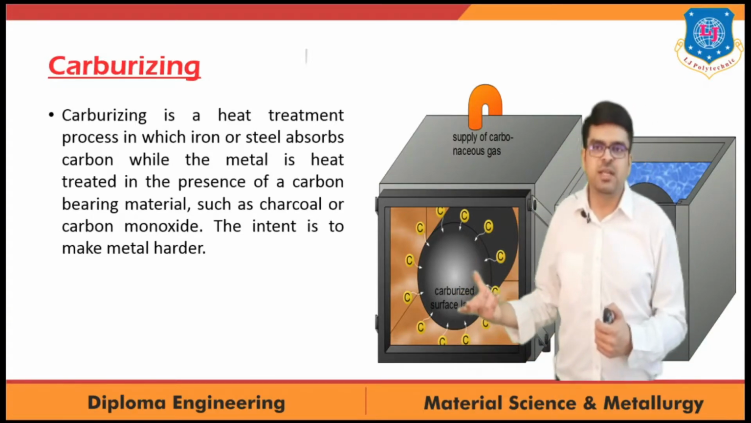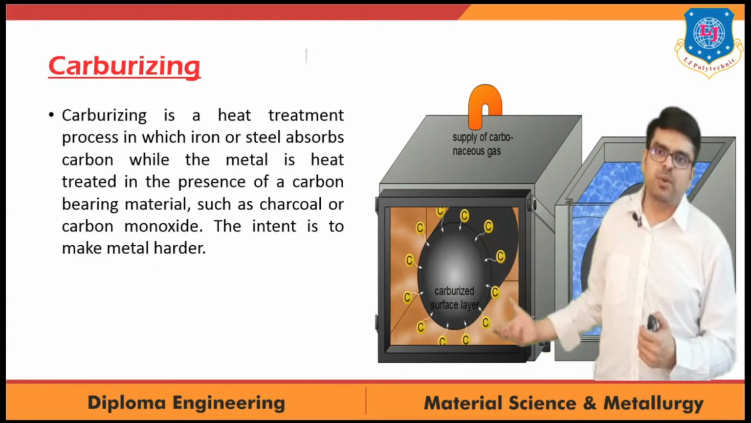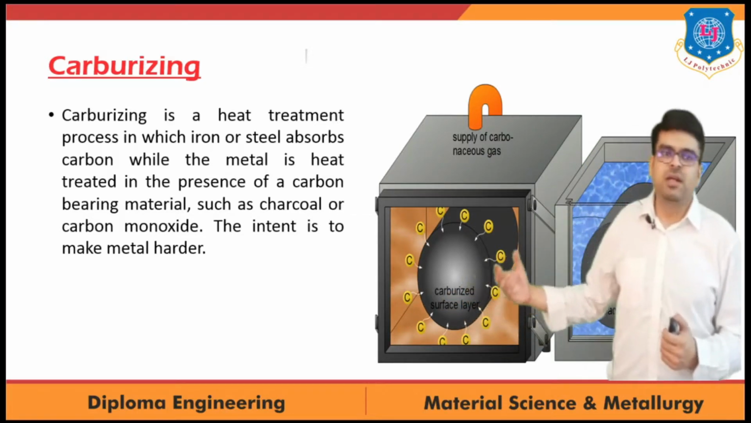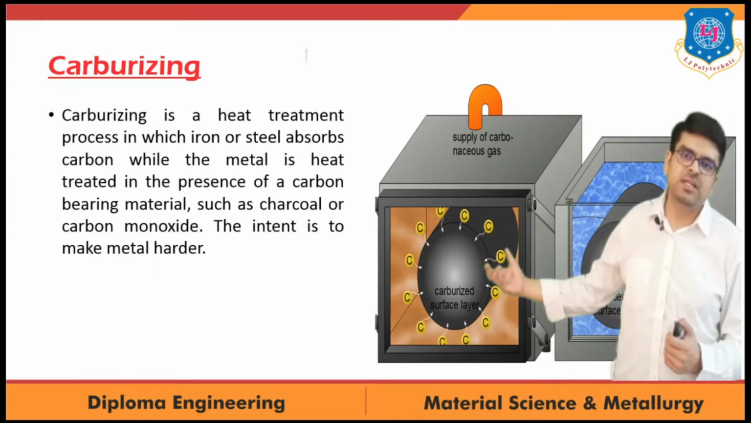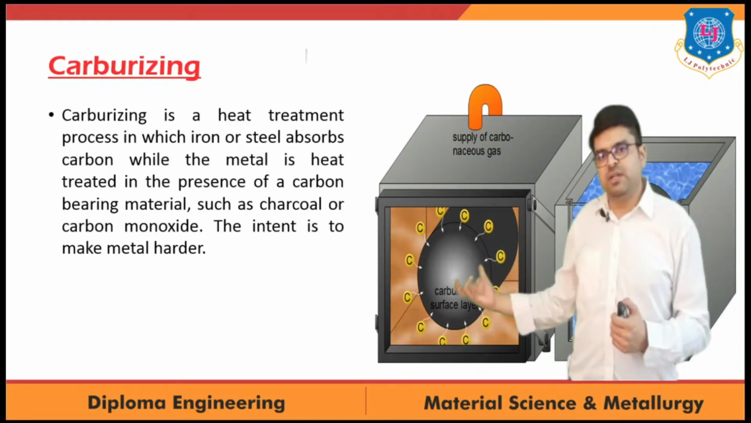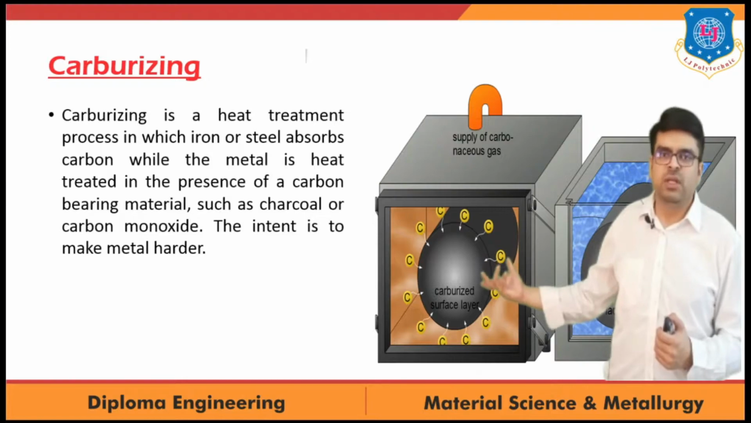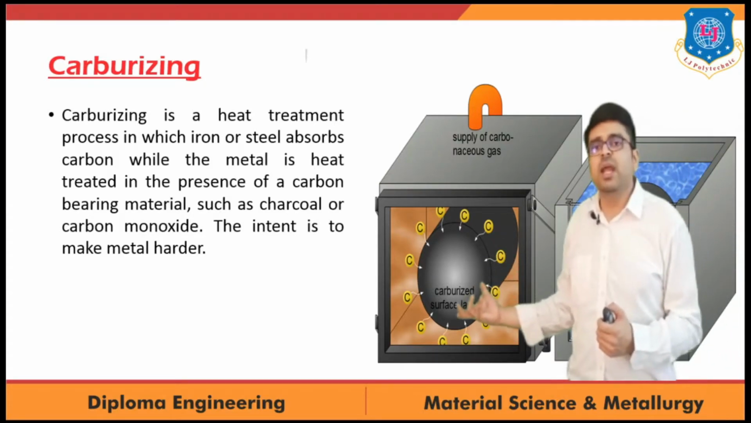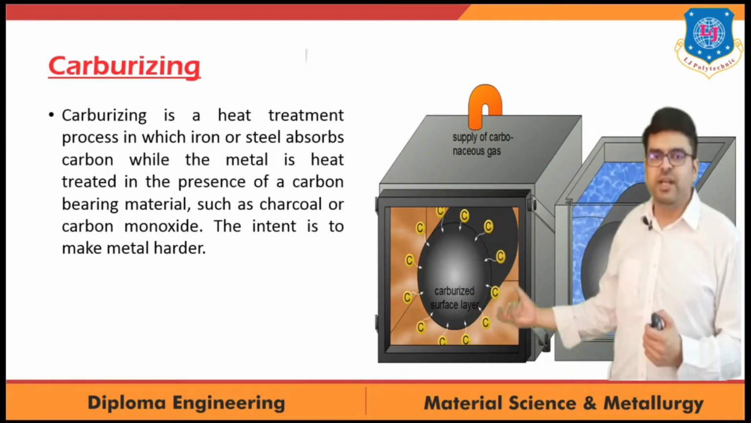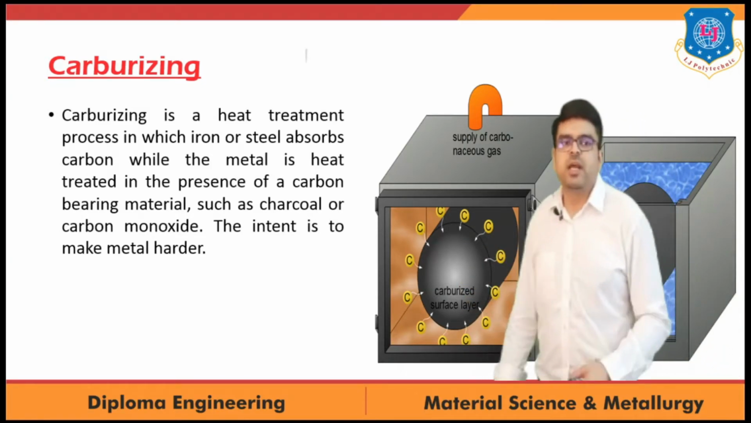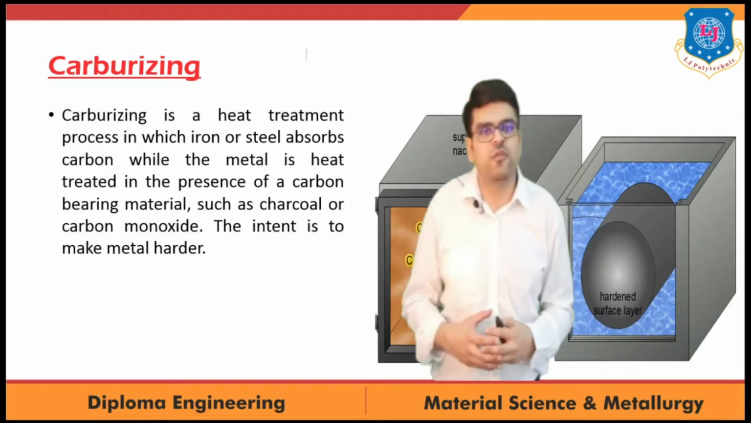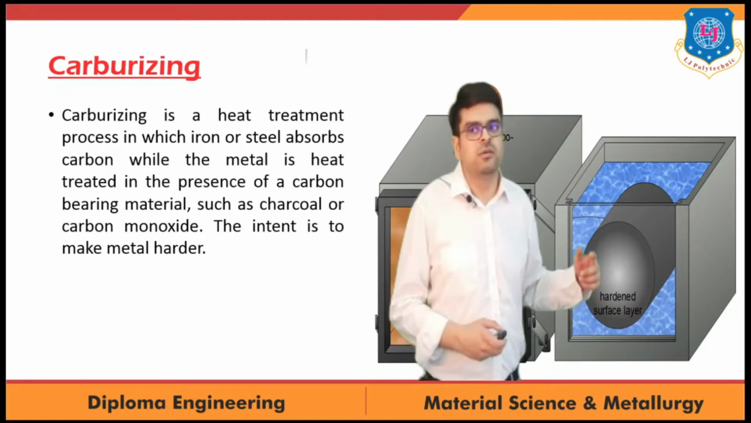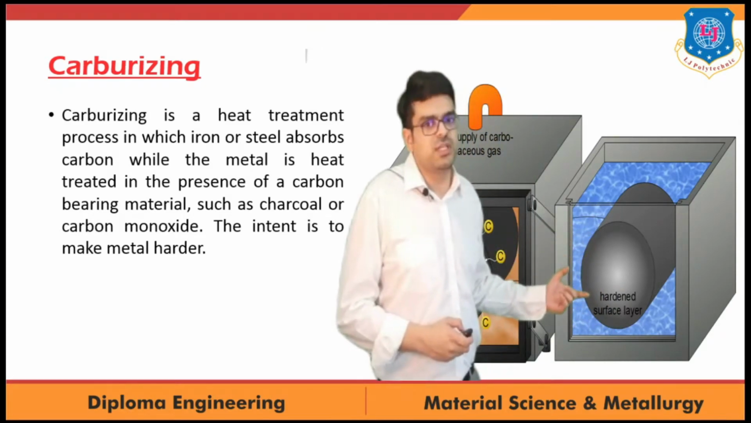As you can see here, in this closed chamber our object is placed and then carbon monoxide or carbon is emitted or thrown to the surface of our object, and then the whole furnace is heated. So what happens? Carbon particles fuse with the surface of our metal. Then afterwards a quenching process is done.